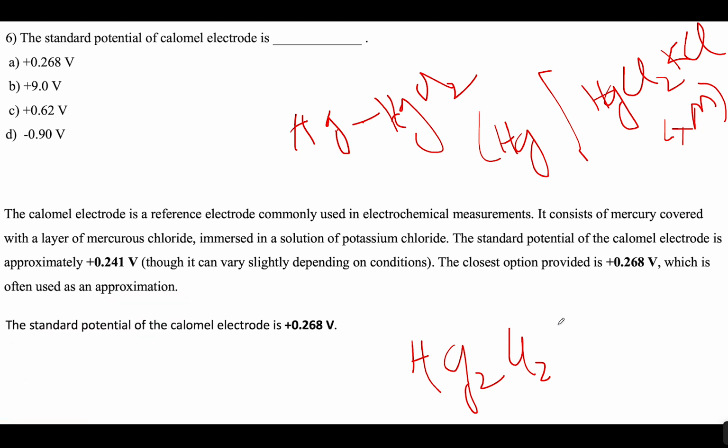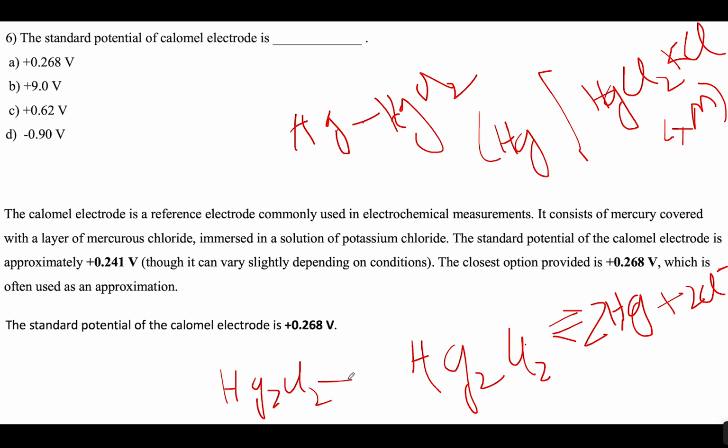or it can be directly written as 2Hg plus 2Cl minus. So this is Hg2Cl2 plus 2 electrons.